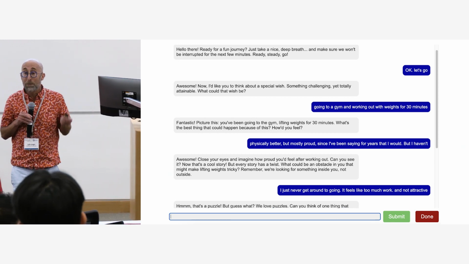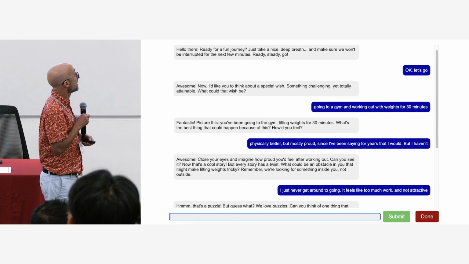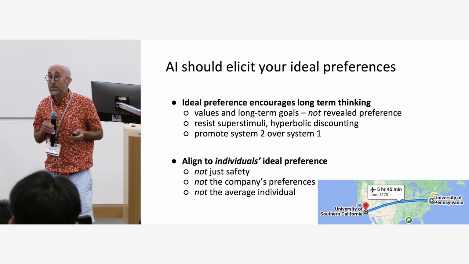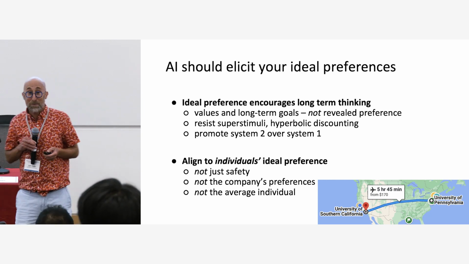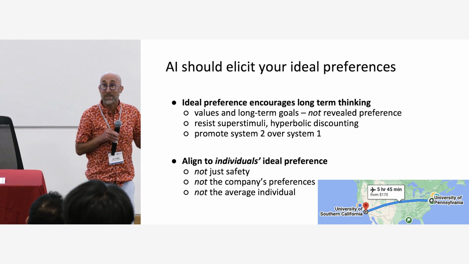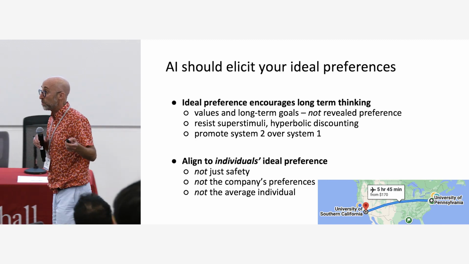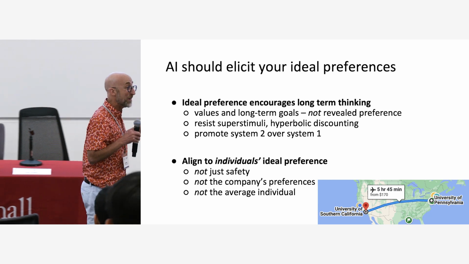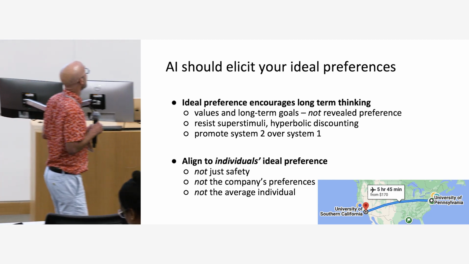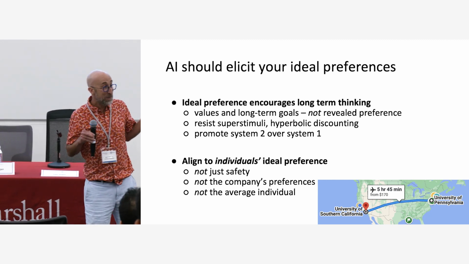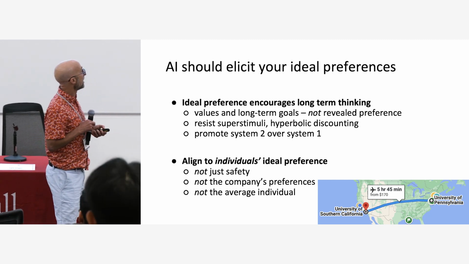AI should be helping you to figure out what your ideal preferences are, help you with long-term thinking, not your revealed preference, which is what's really optimized in the current world, resisting the superstimuli which AI is going to generate. It's going to make things really worse. These great chatbots are going to be so engaging, it'll be great. I would like to see a little more support for system 2, long-term planning versus immediate response.